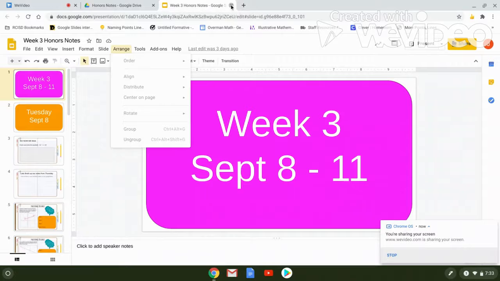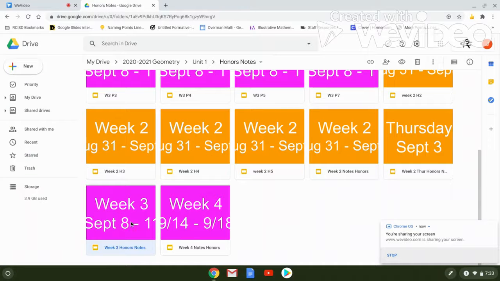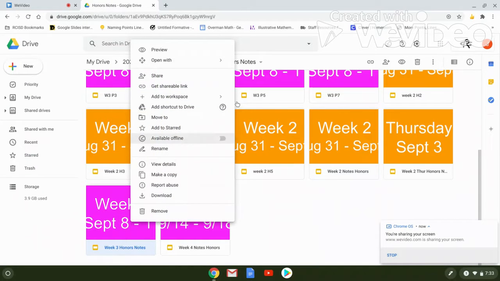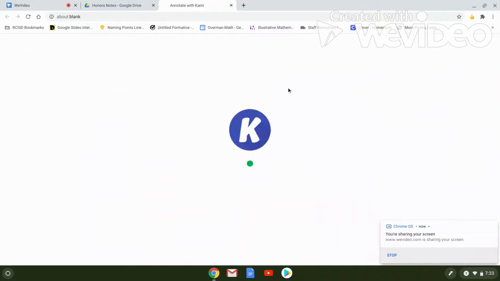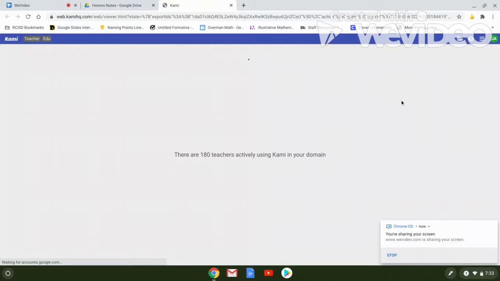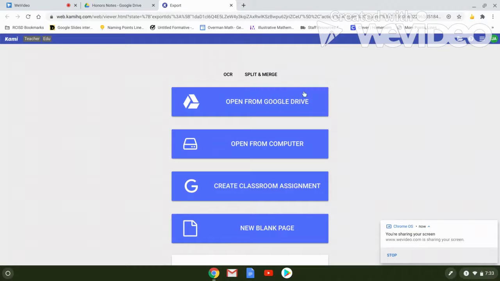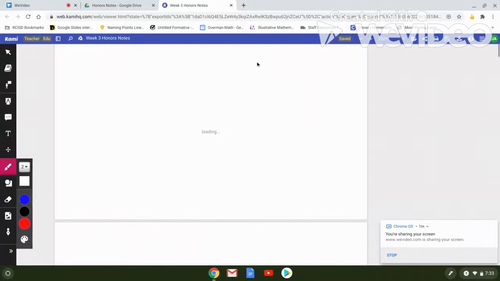Second thing I wanted to remind you of, once you have that done, to open it up in Kami, you right click, open with, annotate with Kami. It may or may not make you sign in, that's okay. Just wait, it'll eventually open here and load.